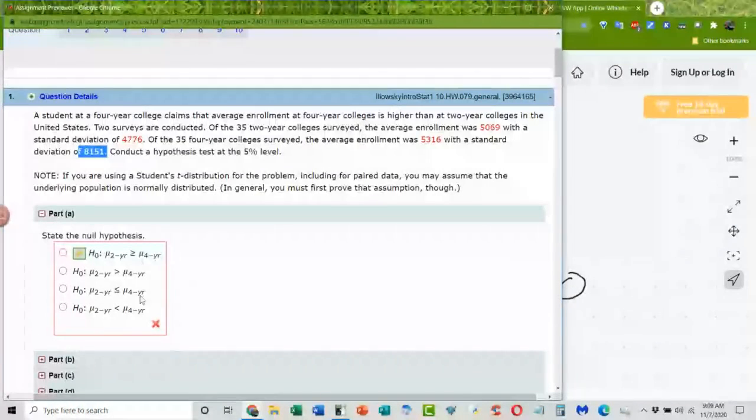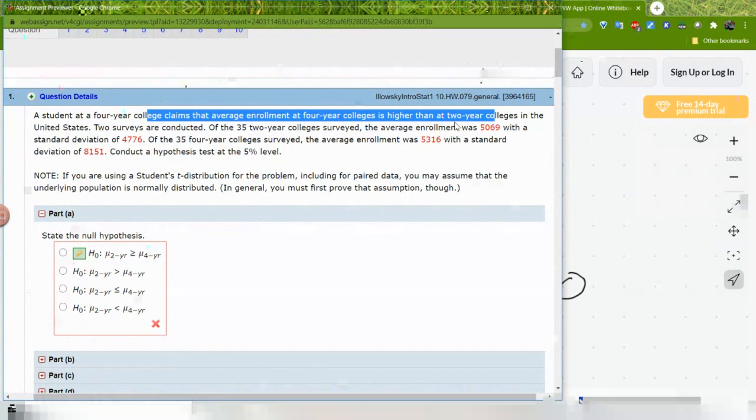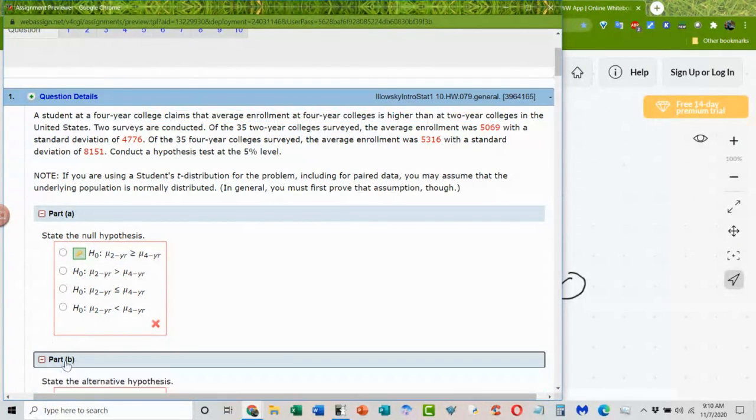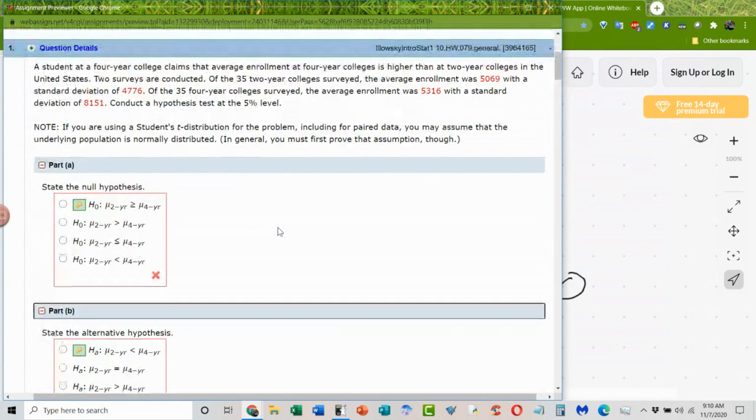So in here, he thinks that the average enrollment of 4-year colleges is higher than at 2-year colleges. So that means that he thinks that the 2-year colleges are less. Of course, the interesting thing is they wrote this backwards then. And so here's our alternative hypothesis: 4-year colleges are higher than 2-year colleges. So they changed it around in the problem. And you might see that.